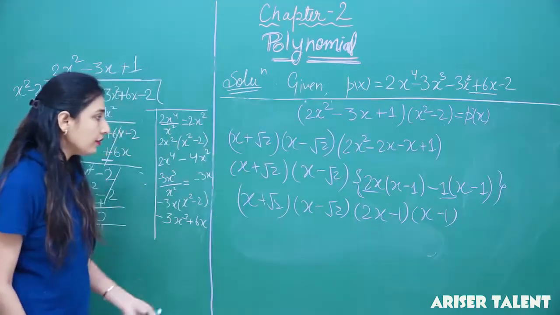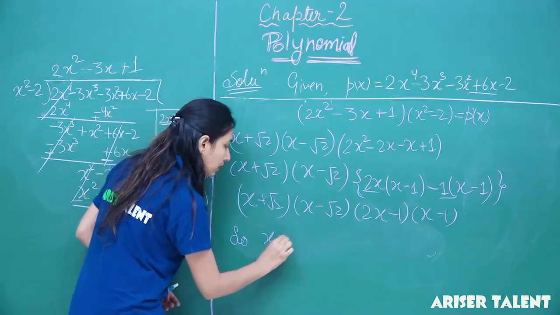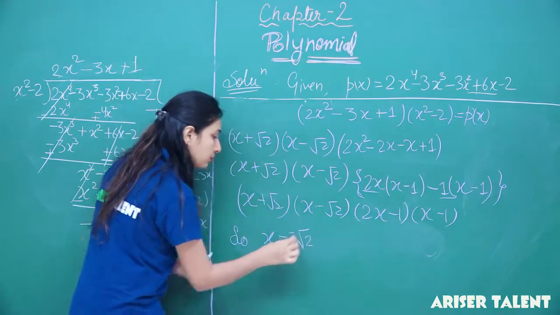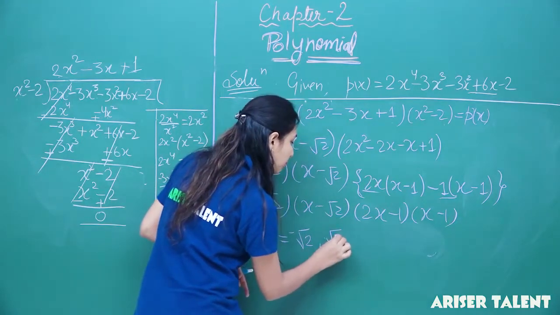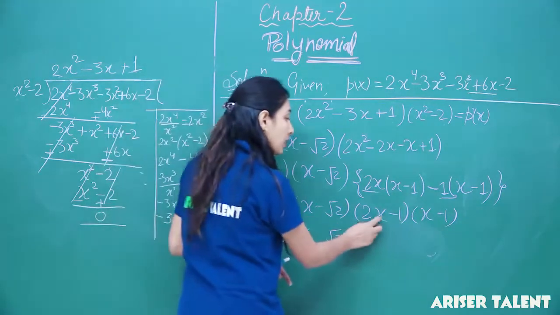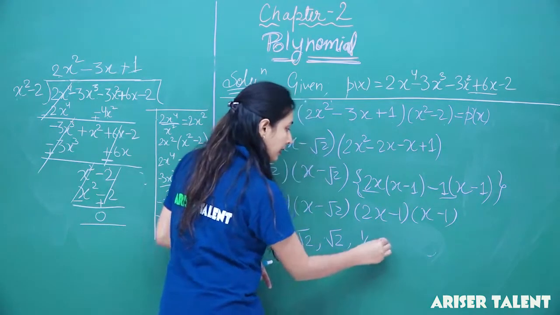So, from there we can say x equals to minus root 2 from this, root 2 from this, it will be plus of 1 by 2.